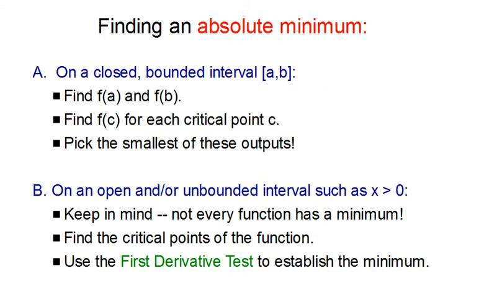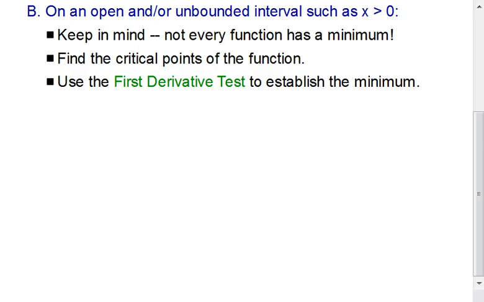Situation B, however, let's keep in mind, first of all, not every function even has a minimum, for one. So if you're looking for a minimum, there might be none to be found. That's just something to bear in mind. If there is a minimum, though, here's how you go about finding it. You again need the critical points, so you'll need a derivative for that.